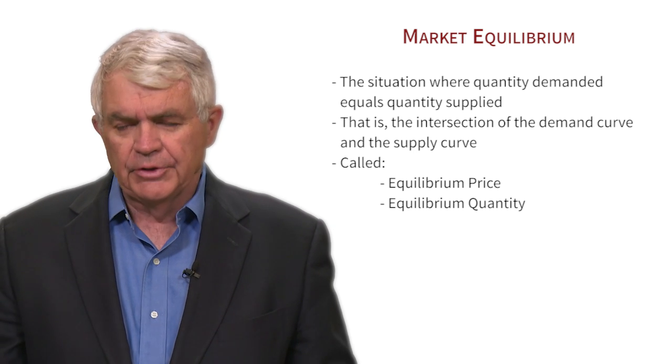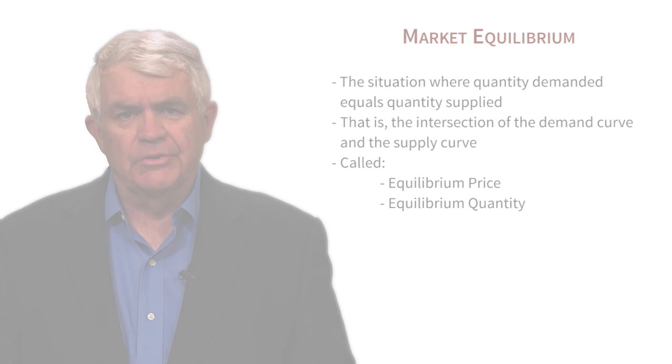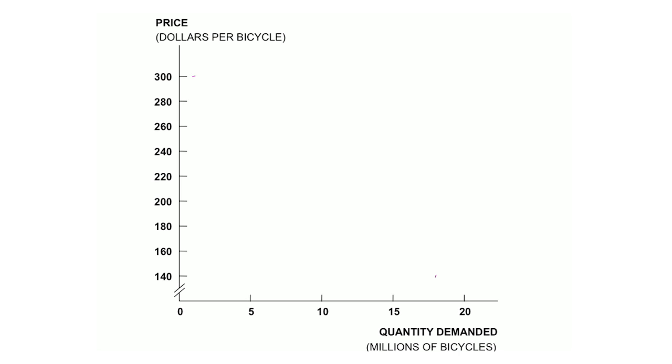So let's go with our tools of supply and demand to see how this works. You've got the same diagram as you've seen before. On the horizontal axis we have the quantity. In this case we're going to be plotting both quantity supplied and quantity demanded, so we'll just call it the quantity demanded to start with. And we're going to see on the vertical axis the price going from $140 to $300 per bike.